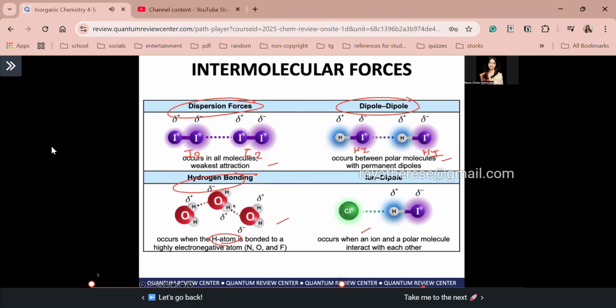So the hydrogen from a water molecule will be bonded to another oxygen, which is more electronegative, and this comes from another water molecule, okay? Lastly, ion-dipole. So we have a chloride ion that will interact with the partial positive charge of hydrogen here. And the hydrogen comes from the polar molecule HI, okay? And that is what we call ion-dipole.